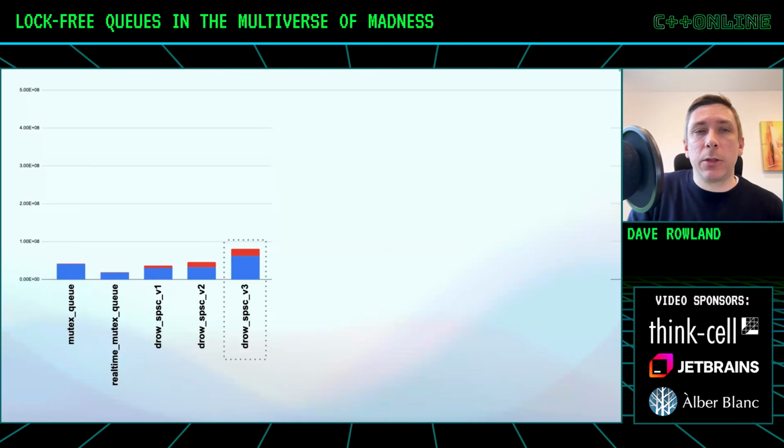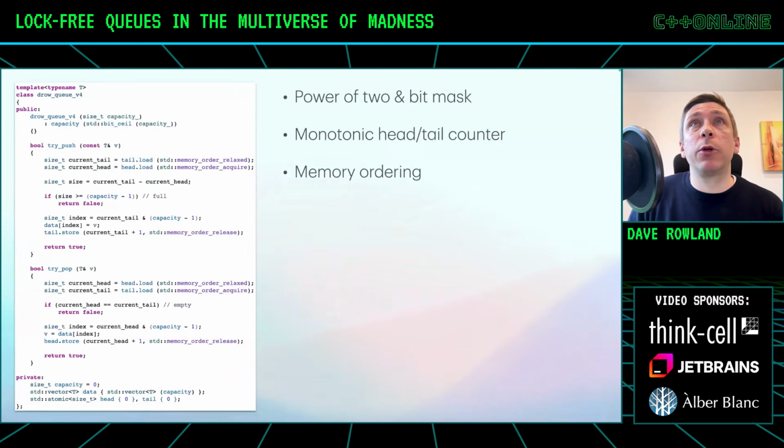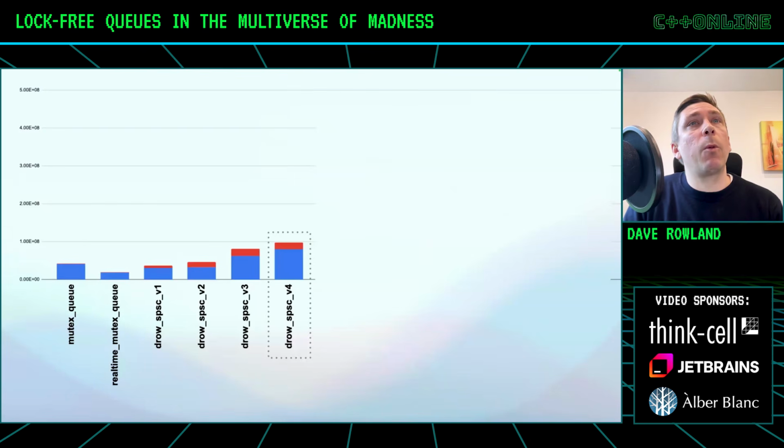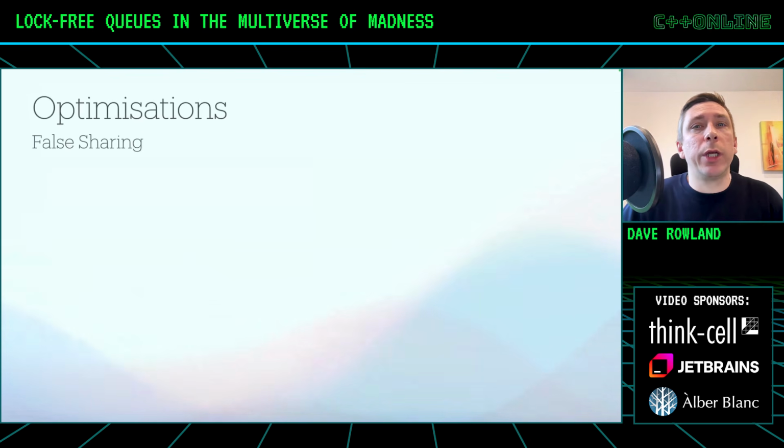So let's try and put this all together. We're going to use the power of 2 and bit mask, the monotonic head and tail counters, and memory ordering. And if we do that, we get another sort of significant bump here. So we're making good performance gains at each step. So is there anything else that we can look at?